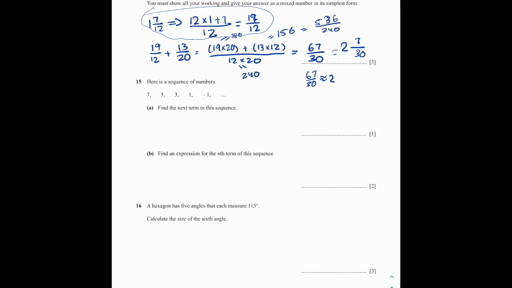Find the next term in the sequence. 7 to 5, 5 to 3, 3 to 1. It reduces by 2 every time, so the next number must be -1.